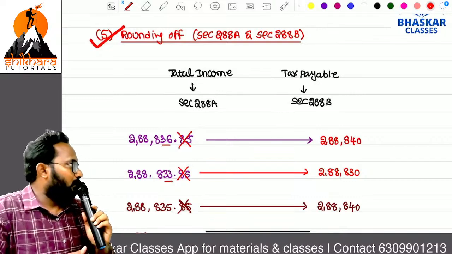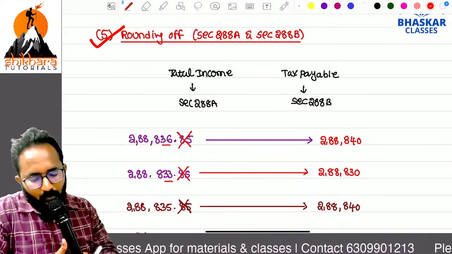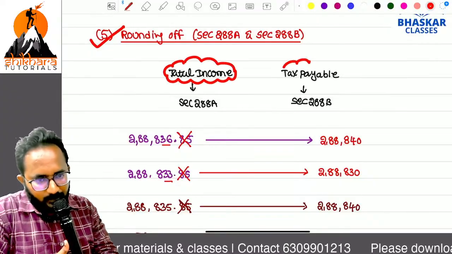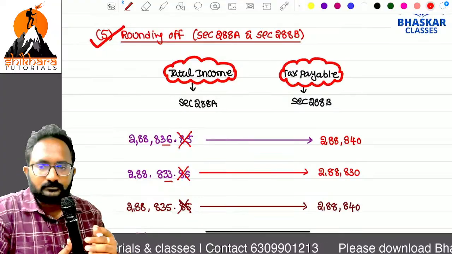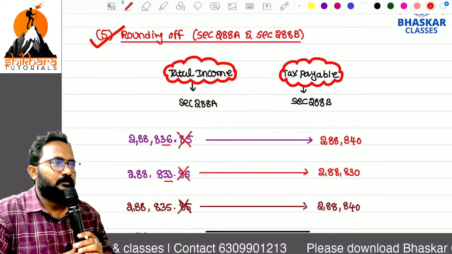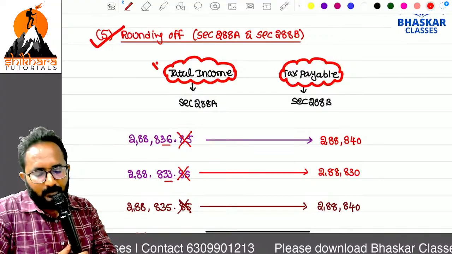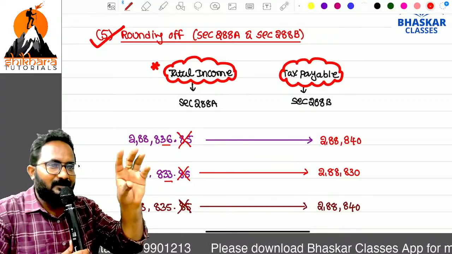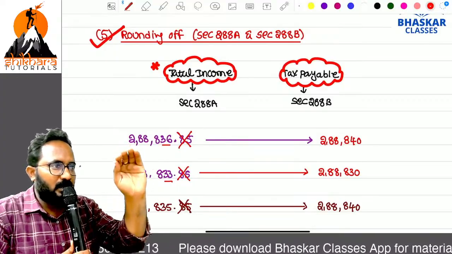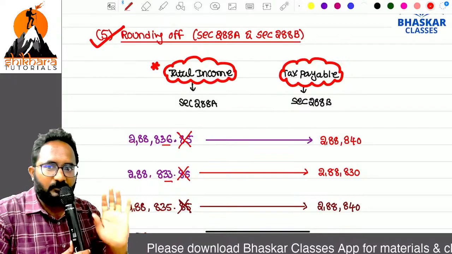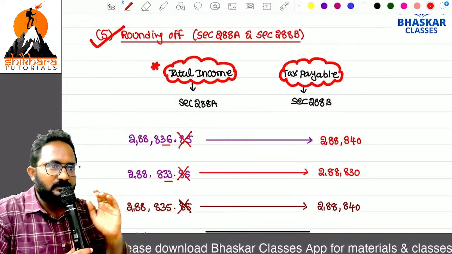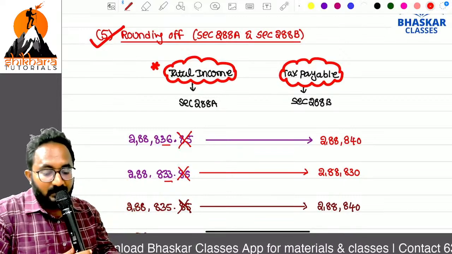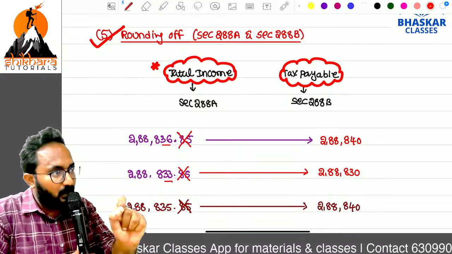Next, rounding off of total income, and rounding off of what? Tax payable. Sir, how to calculate total income? Aggregation of five heads of income, give the clubbing provisions effect, give the set-off provisions effect, and reduce Chapter 6A deductions. The total income, first you should round off.